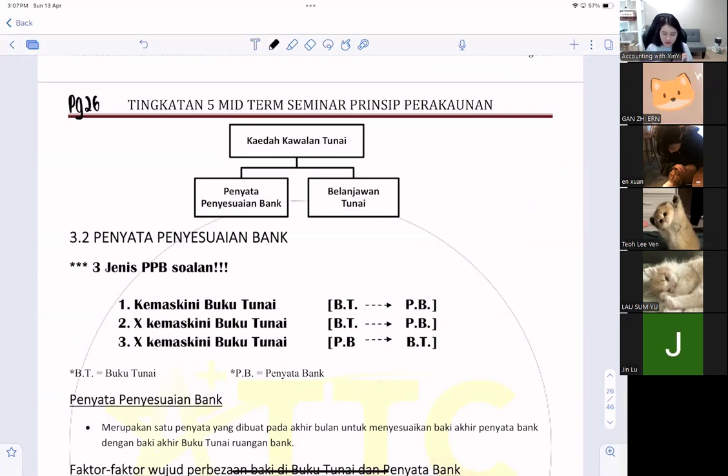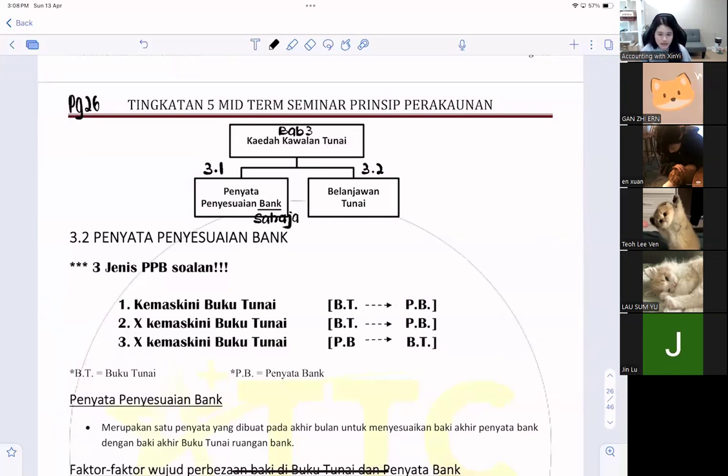Yeah. Now, chapter 3, we have two parts. Bab 3 is called Kaedah Kawalan Tunai. So we have two kaedah. First one is called Penyata Penyesuaian Bank, 3.1. Second is called Belanjawan Tunai, 3.2. Now the difference between these two is that they are controlling different aspects. Penyata Penyesuaian Bank does not care about cash. They only care about bank sahaja.